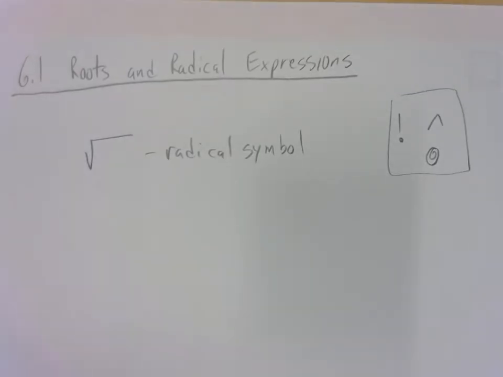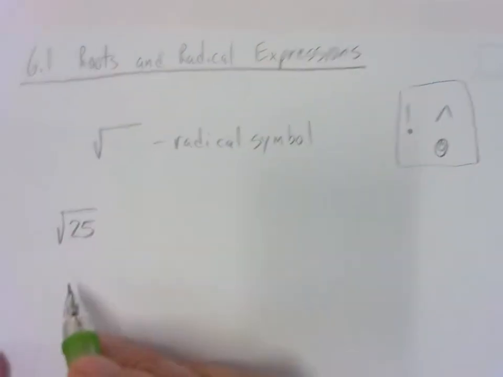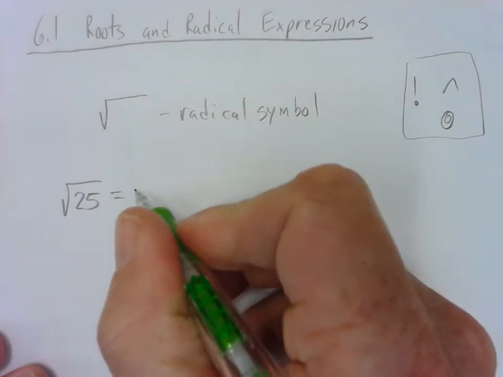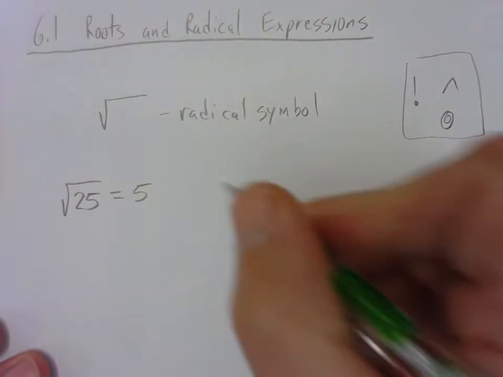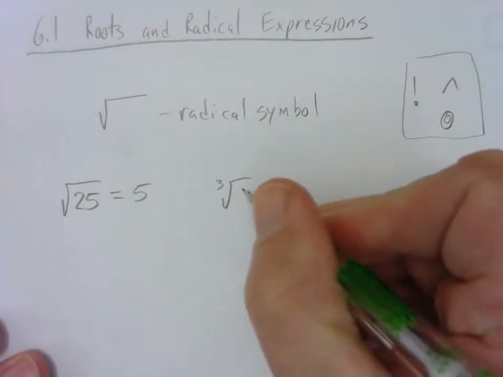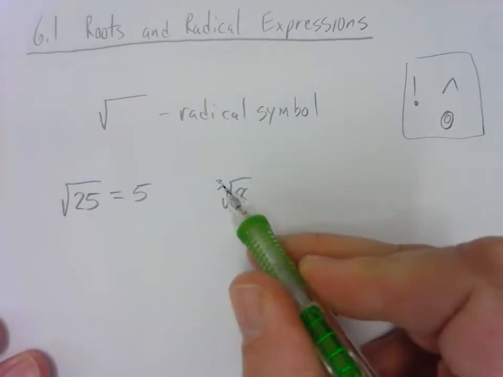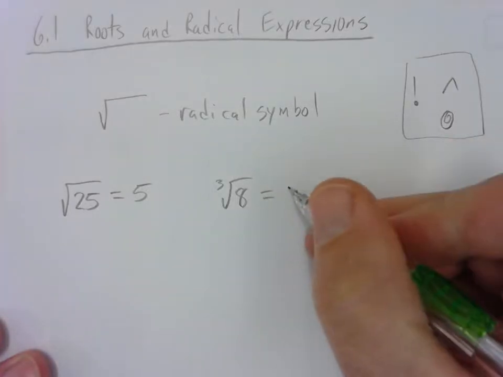Now the name of it changes when you put numbers with it. For example, if I put a 25 here with the radical symbol, then that means square root. So now it's called the square root symbol, and the square root of 25 is 5. Now if you change the little number out here, you're changing something called the index. So if you have the cube root of 8, there's a 3 there, so it's the radical symbol with a 3 and a number, which means cube root. The cube root of 8 is equal to 2.